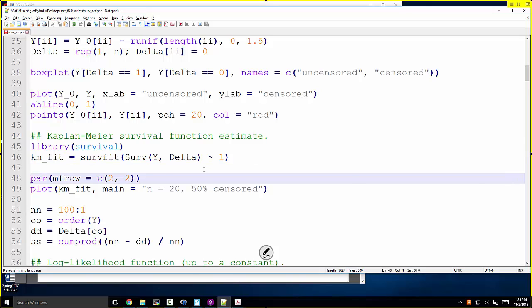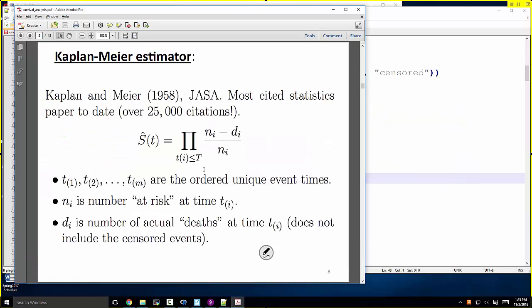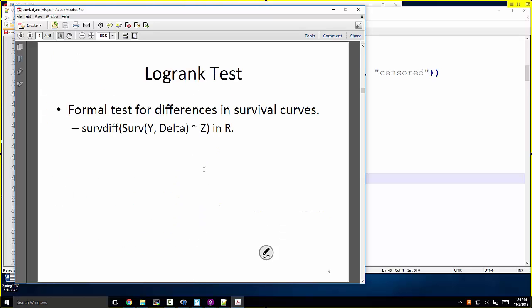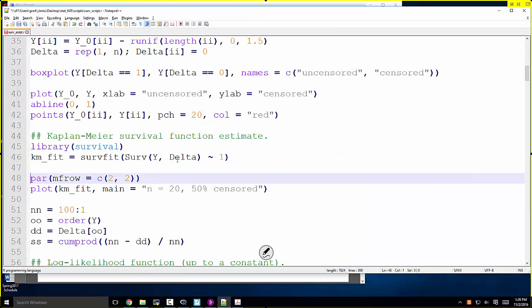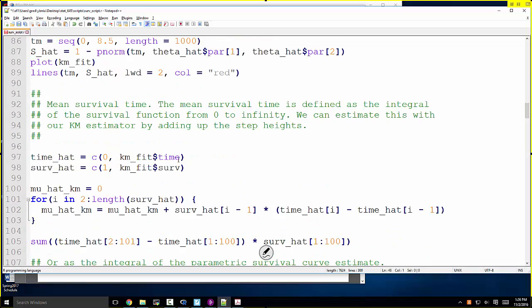Okay, let me go back to the notes for a moment. Kaplan-Meier, widely used, been around for a long time. There are alternatives. I'll show you this next time. This is the function that you would use if you wanted to test, if we had a treatment group and a control group, whether the survival curve is the same. There's a function called survdiff, and it does what's called the log rank test. If we have time next time, I'll show you the nitty-gritty details.